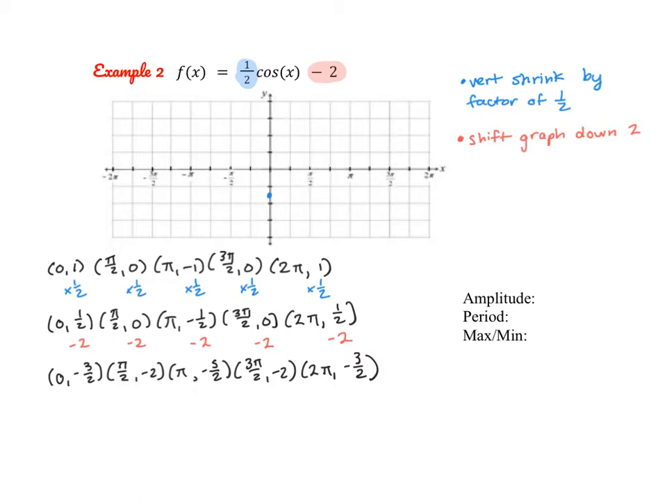So we have (0, negative 3/2), which is negative 1.5, and we have (pi over 2, negative 2), (pi, negative 5/2), (3 pi over 2, negative 2), and then (2 pi, negative 3/2). So it looks like this. So you can see it's super squished down. It's very flat due to that vertical shrink by 1/2, and then everything has also been shifted down 2. So notice really quick that the midline of our graph is now at negative 2, where for the parent function, the midline is usually at 0. So you can see it's been shifted down 2, and again, it's really flat.